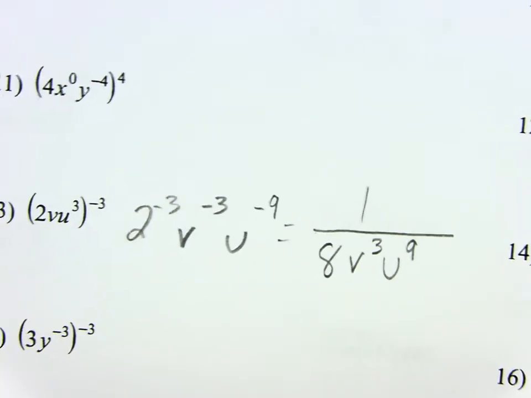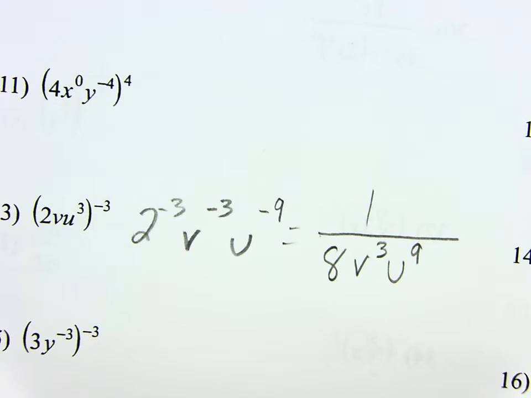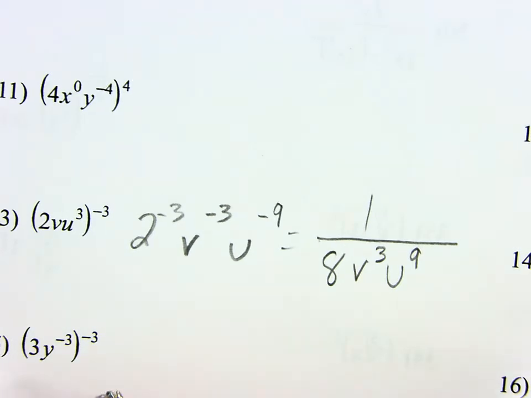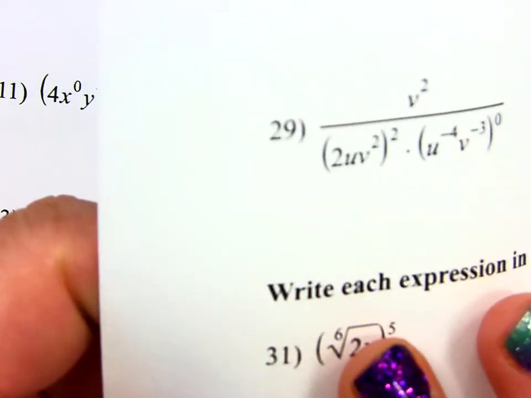So, your final answer should look something like that. 1 over 8, v to the third, u to the ninth. Keep them downstairs. Block them up.